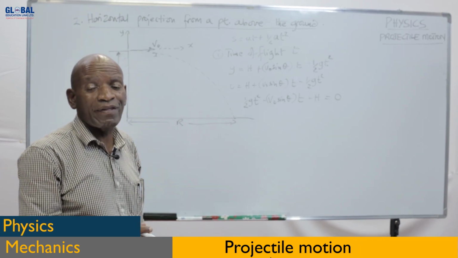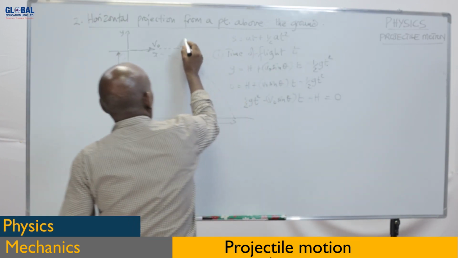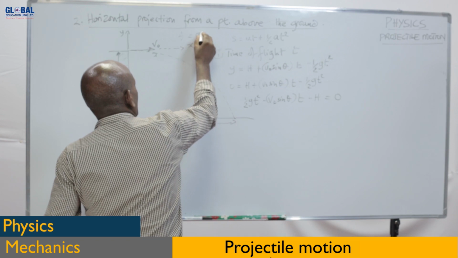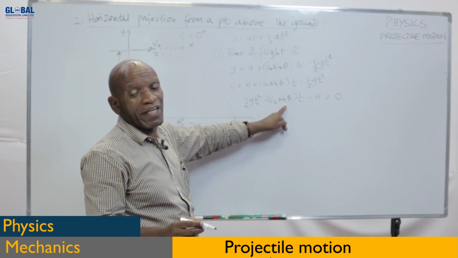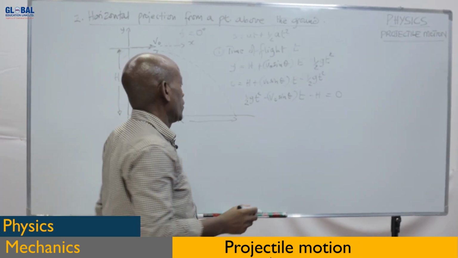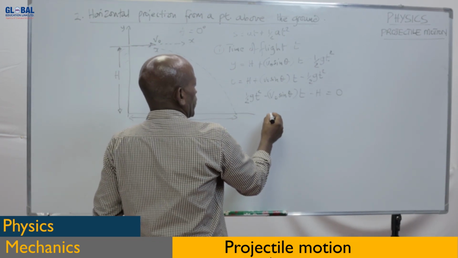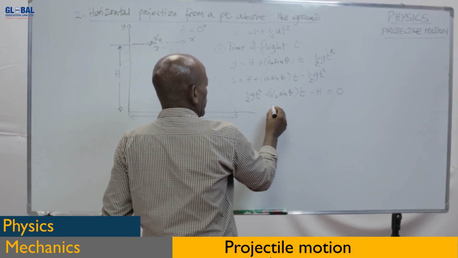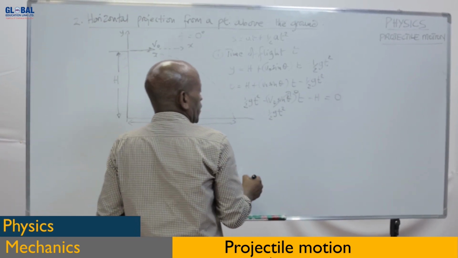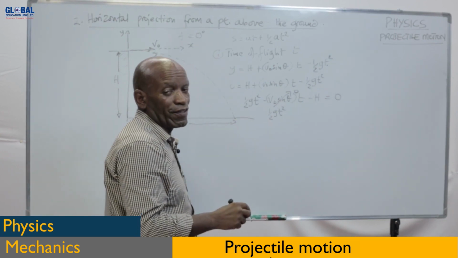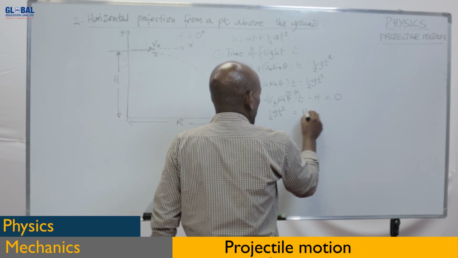For horizontal projection, the angle of projection is 0. And sine theta, which is equal to sine 0, is 0. So the whole of this particular expression doesn't exist, and therefore we are just going to have a half times gt squared. The whole of this goes to 0, because the angle of projection theta there is 0. So a half gt squared will just be equal to h.